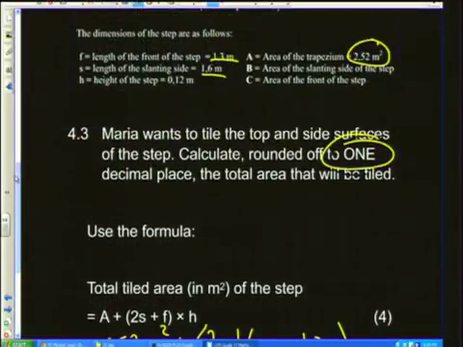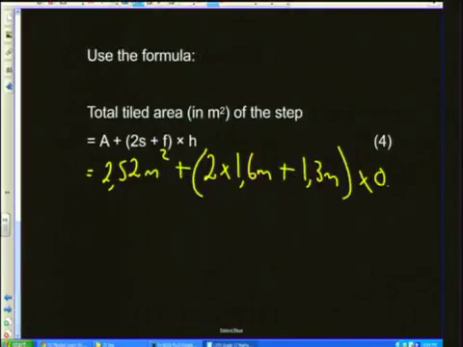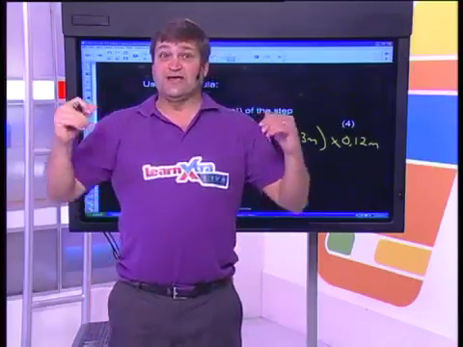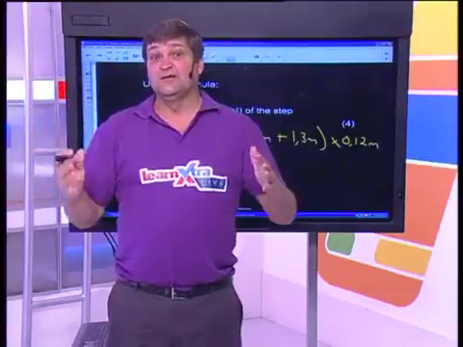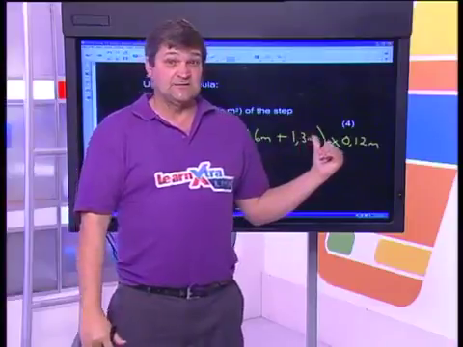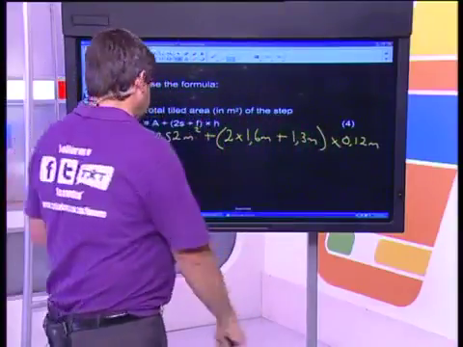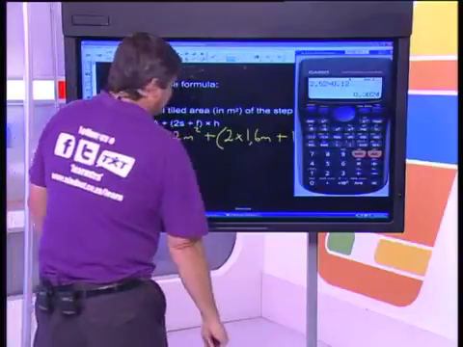Our height was 0,12 meters. So times 0,12 meters. This is where it's a phenomenal thing that we actually have a calculator. So when I see a sum like this, what am I going to say? UTC, use that calculator. Right, so out it comes.